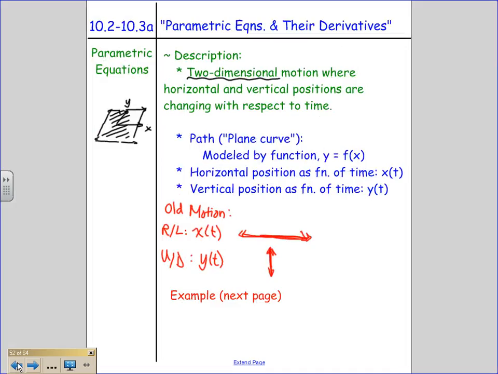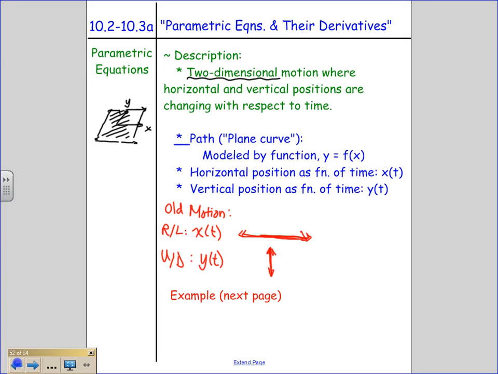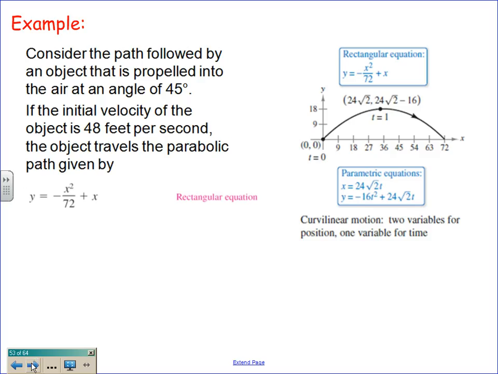So I have the path. I have horizontal position. And I have vertical position. So the path is just going to be f of x. Horizontal position and vertical position is how it's changing horizontally and vertically. Okay? So here's just a visual of it. I have my path. But I also have how it's moving horizontally, and I shouldn't say how fast because we haven't taken the rate yet, and how it's moving vertically with respect to time.